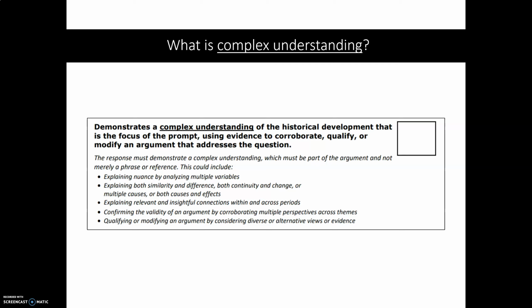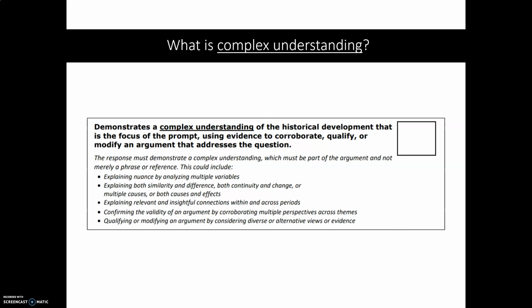What does it even look like? Well, let's read about it. It says, an essay that earns this point demonstrates a complex understanding of the historical development that is the focus of the prompt, using evidence to corroborate, qualify, or modify an argument that addresses the question. They give you a bunch of different options on what you could do to earn this point. Some of them are frankly a little confusing and vague. Explaining nuance by analyzing multiple variables, that doesn't even mean anything, honestly, in my mind.